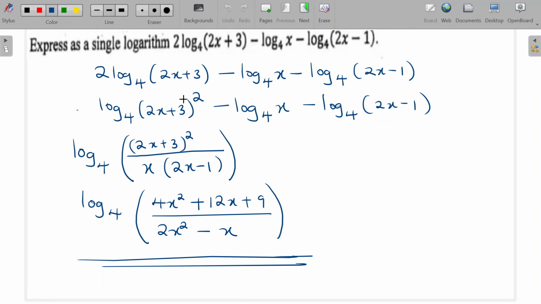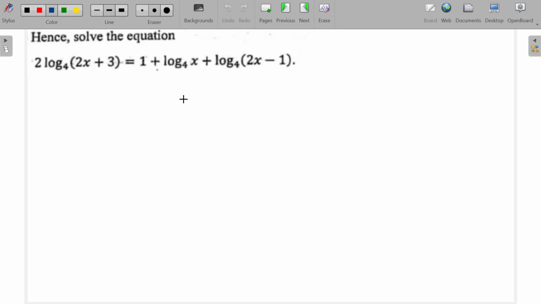Okay, so we've solved this question. Everyone is clear on this one. Let us solve this other question.